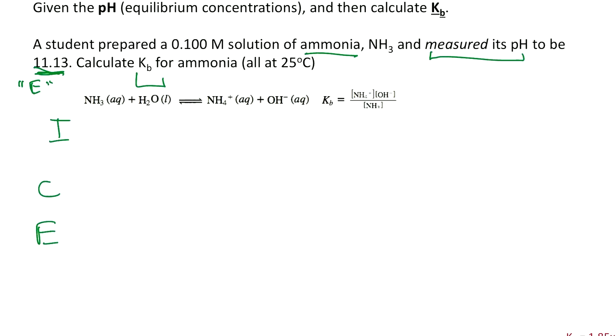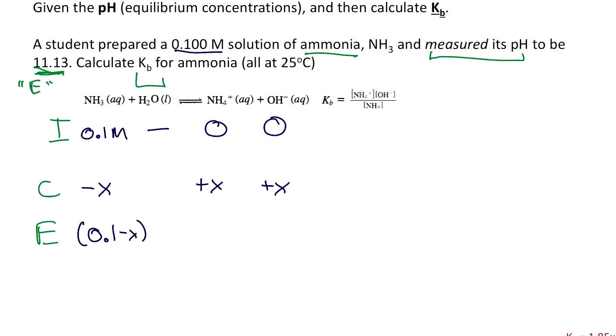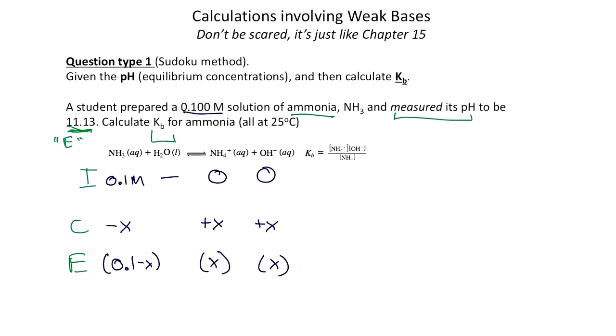All right, let's put in our knowns. 0.1 molarity goes in the initial line. We don't care about water because it's not in the K expression. How much ammonium and hydroxide do I have initially? 0. Which way does this reaction have to go? Forward. Minus X, plus X, plus X. Are you sick of this yet? Then at equilibrium, what do you have? 0.1 minus X of ammonia, X amount of ammonium, X amount of hydroxide. Perfect. And like all ice tables, that E line goes into our K expression.